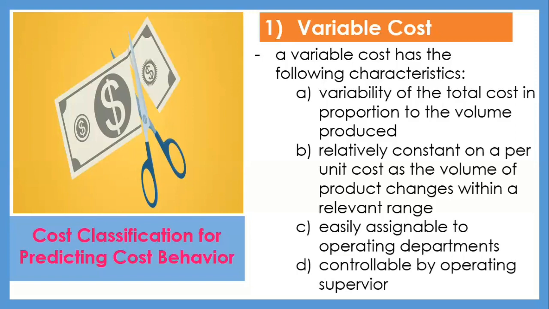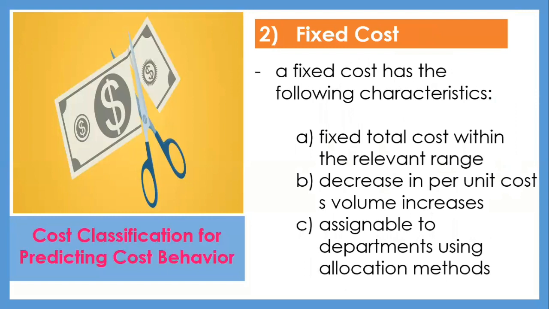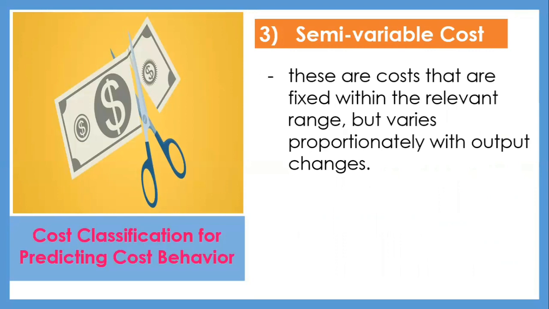On the other hand, fixed cost has the following characteristics. First, these are fixed total costs within the relevant range. Second, decrease in per unit cost as volume increases. And finally, assignable to departments using allocation methods. Examples of fixed cost are salaries of factory executives, depreciation, property taxes, and patent amortization. And lastly, we have semi-variable costs. These are the costs that are fixed within the relevant range, but vary proportionately with output changes. For example, electricity, payroll of inspection team, factory office services, water, and telephone charges.